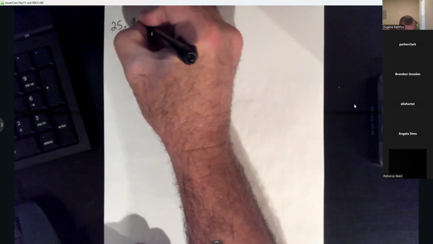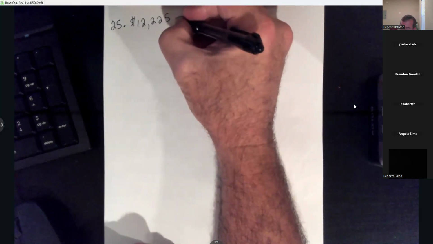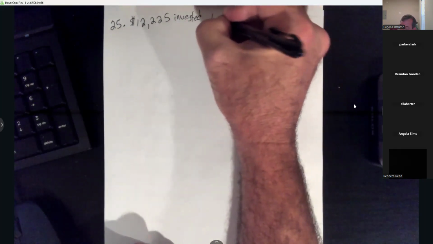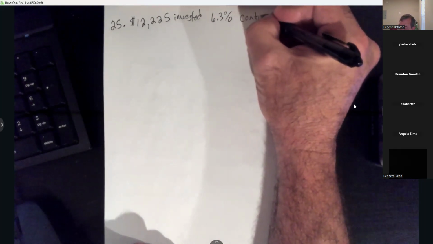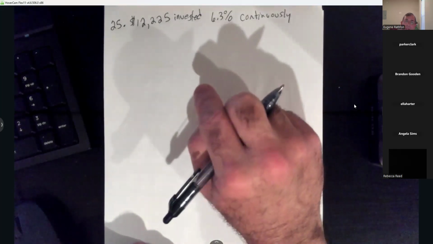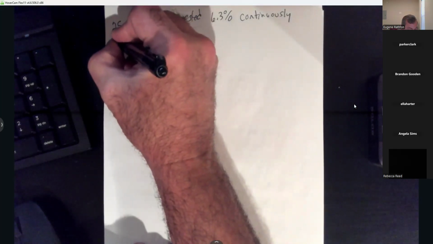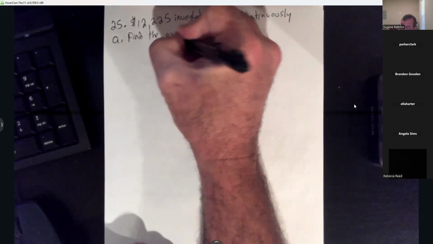So let's see. On mine, they're investing 12,225, and mine is 6.3% per year, compounded continuously. Now, since it's compounded continuously, we're going to use the formulas like we just did for the P of T. So for my A, they want me to find the exponential growth function.